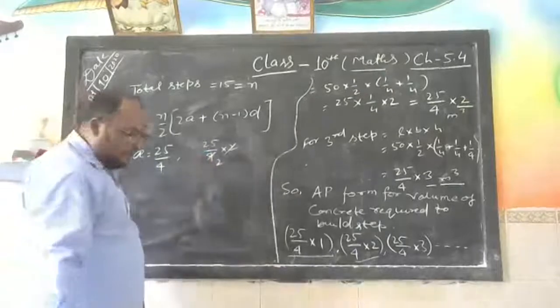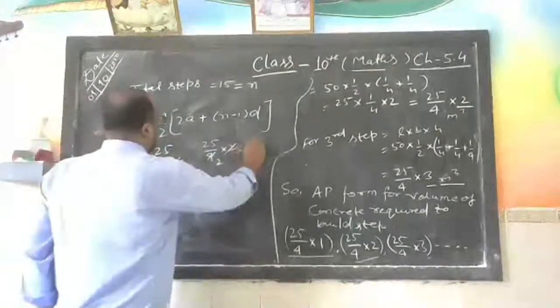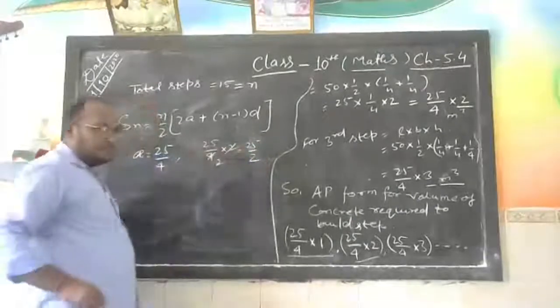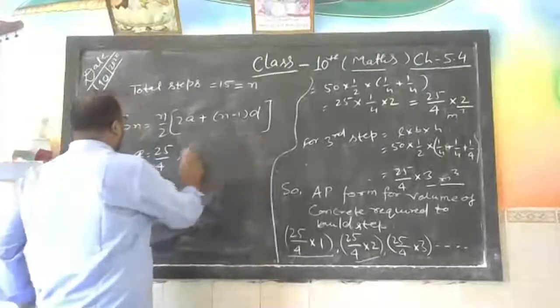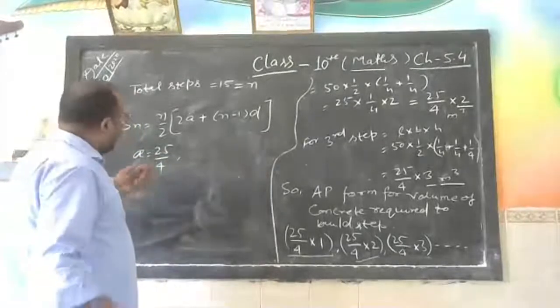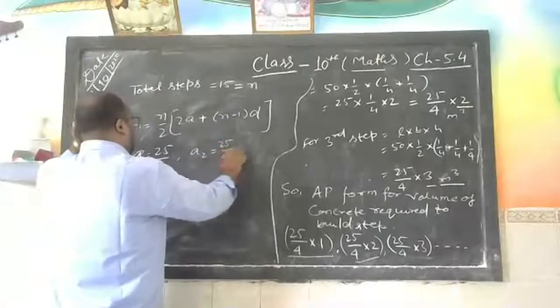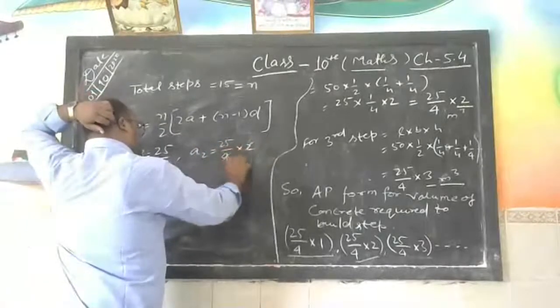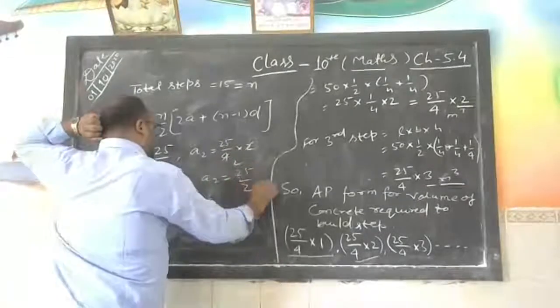So this is equal to 25 upon 2. This is the second. A1 is equal to 25 upon 4 and A2 is equal to 25 upon 4 into 2. So A2 is equal to, you are finding 25 by 2.